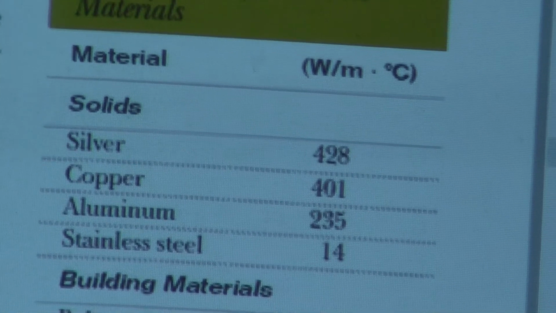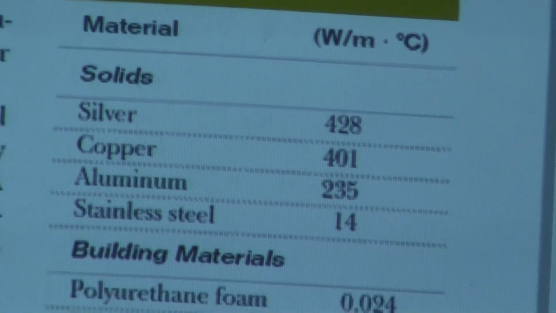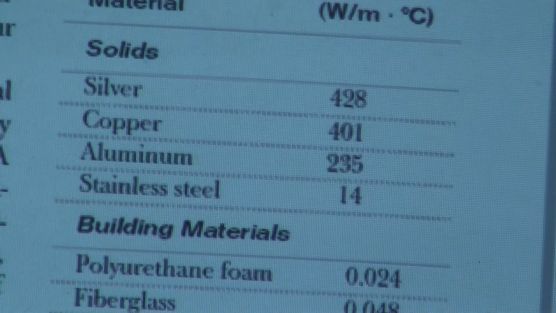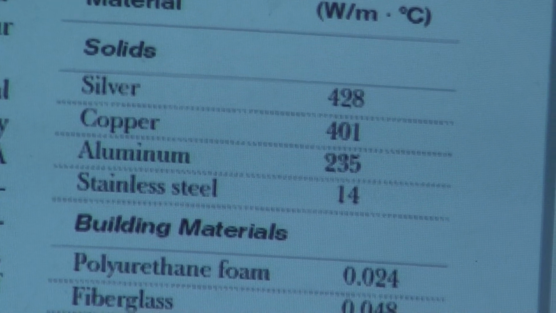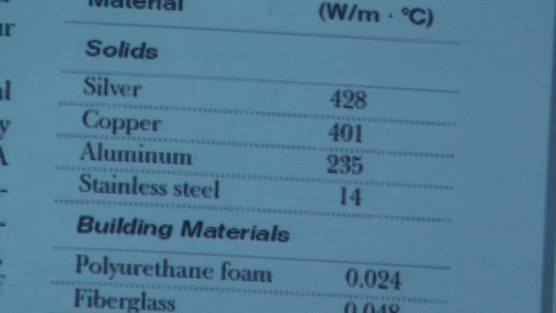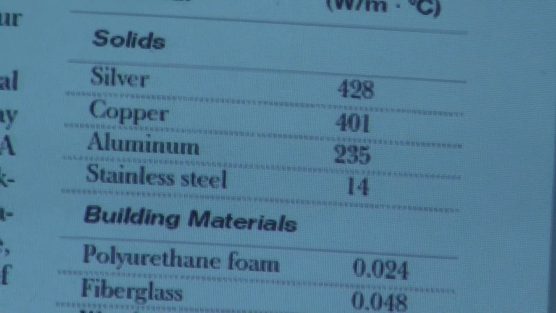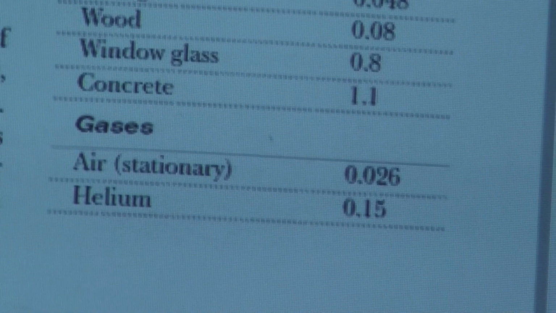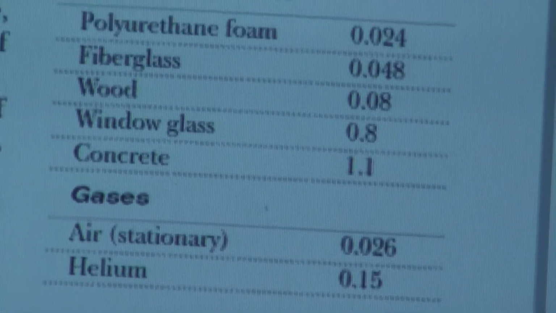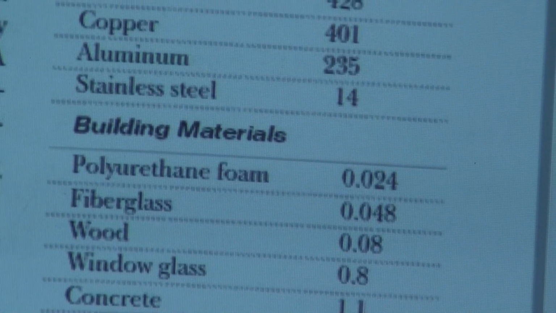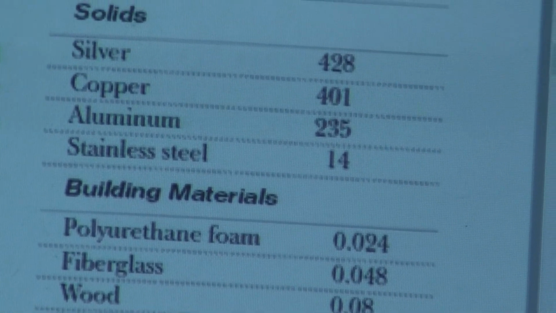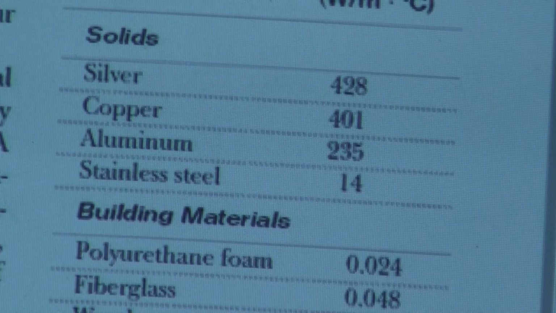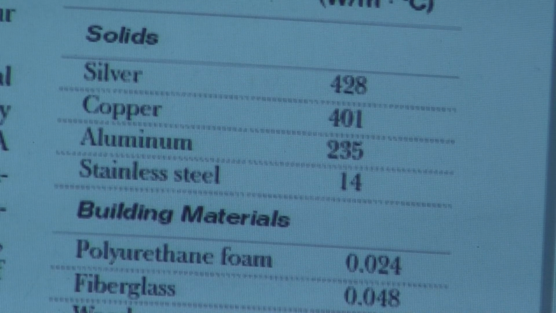But let's look at some of the solid ones. As I said, if I was looking at copper, copper gives a number of 401. If you look at all the other numbers up here, you'll see 401 is on the high side. There is silver, which is a little higher than that, but silver or copper are way up there in the numbers. Aluminum is only about half of that at 213. And then look at stainless steel. Stainless steel is actually really small. It's down at a 14.